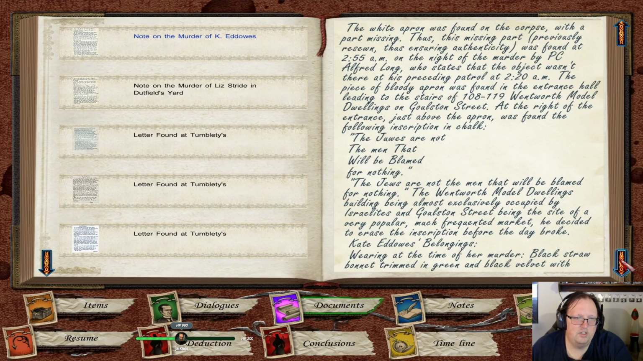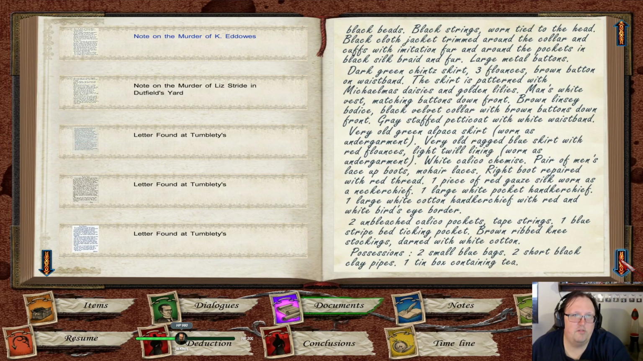Kate Eddowes' belongings. Wearing at the time of her murder: black straw bonnet trimmed in green and black velvet with black beads, black strings worn tied to the head, black cloth jacket trimmed around the collar and cuffs with imitation fur and around the pockets in black silk braid and fur, large metal buttons, dark green chintz skirt, 3 florins, brown button on waistband. The skirt is patterned with Michaelmas daisies and golden lilies.